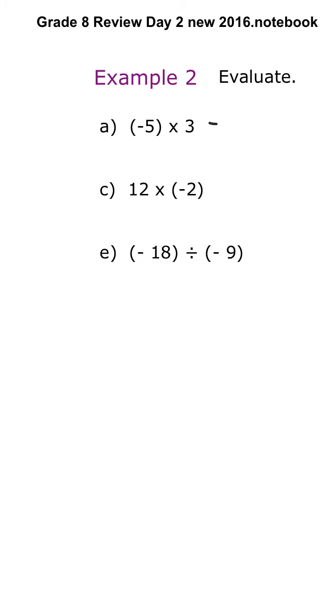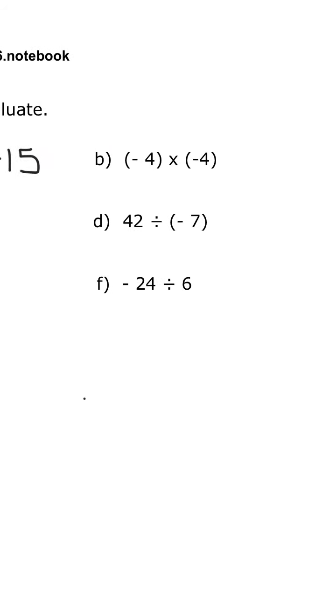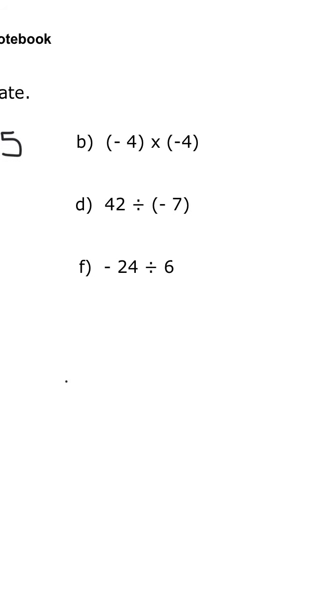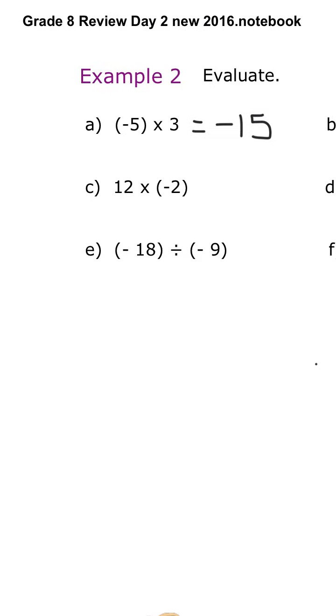-5 times 3. Negative times positive, we're going to get a negative answer, so -15. Two negatives multiplying is going to give us a positive answer, so you should note that first, and then you can work on using the values. So 4 and 4, multiplying, we're going to get a value of positive 16 here. -12 times -2, 24.